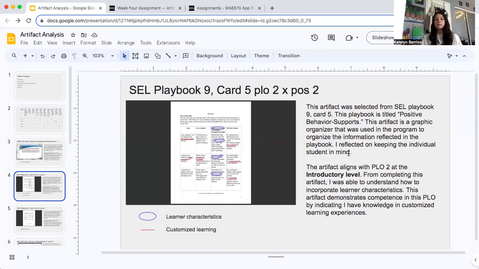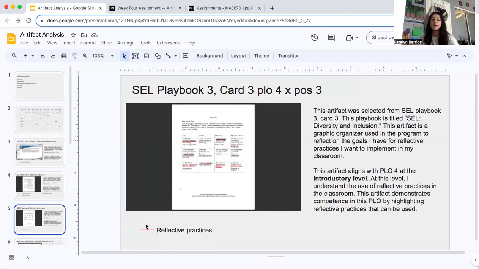So in this artifact, I reflected on keeping the individual student in mind when planning out instruction. At this introductory level, I was able to understand how to incorporate these learner characteristics that were outlined. And this artifact demonstrates competence in this PLO by indicating that I have knowledge in customized learning experiences.